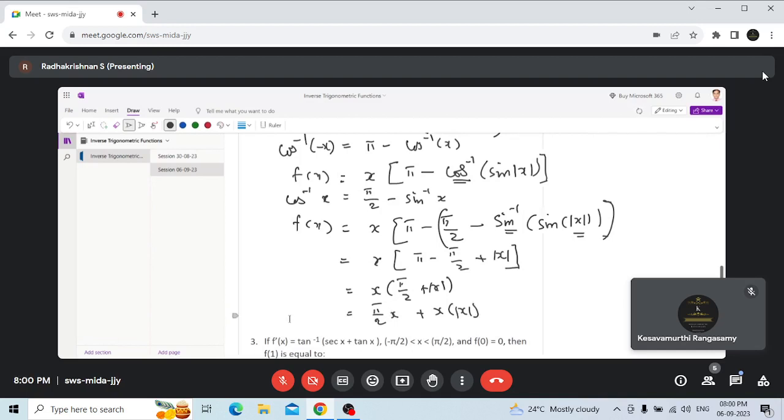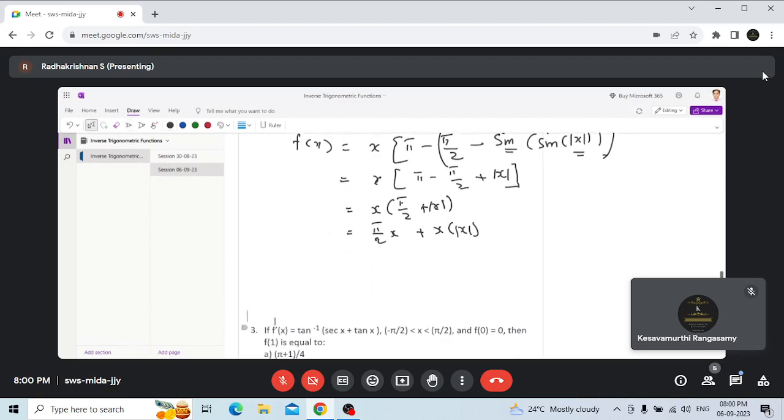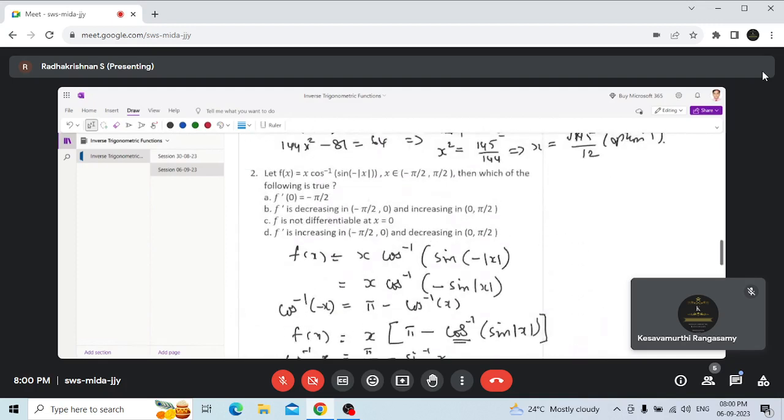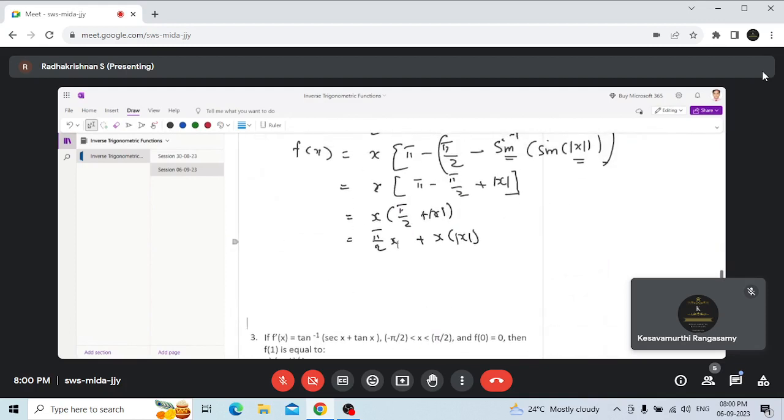How will you differentiate this now? The next step is to differentiate this, right? So if you get this kind of equation, you have to write it in two different ranges. They have given that x is in the range minus pi by 2 to plus pi by 2, right? Therefore, this will be equal to pi by 2 x plus x into x when in the range 0 to pi by 2. When it's a positive quantity, mod x is equal to x.